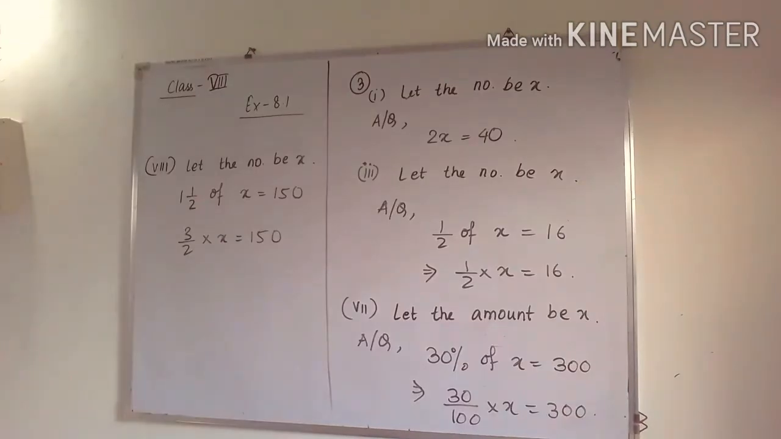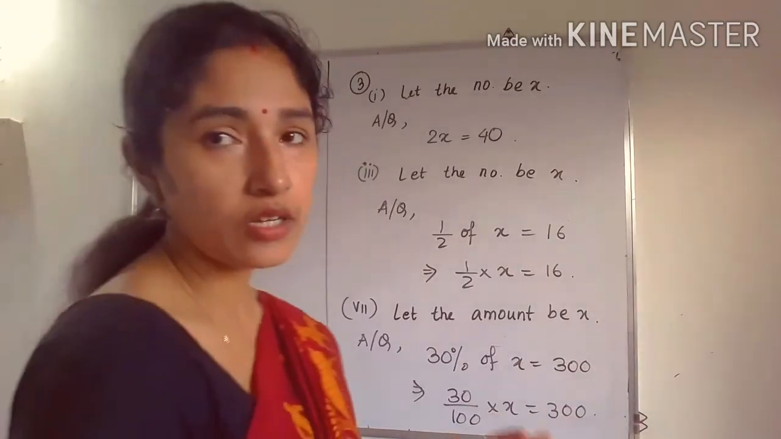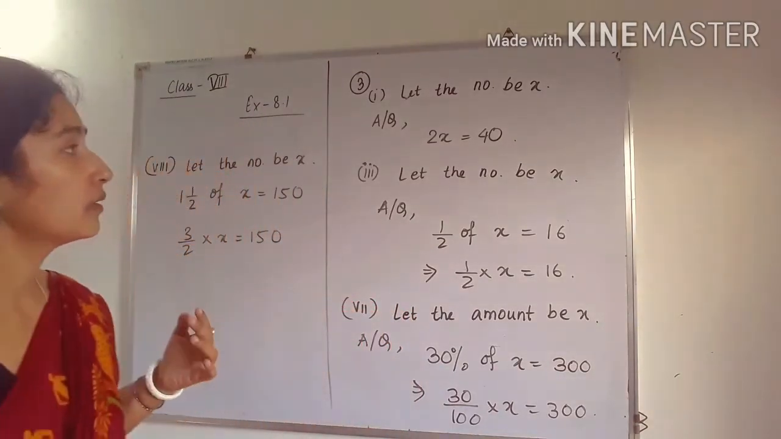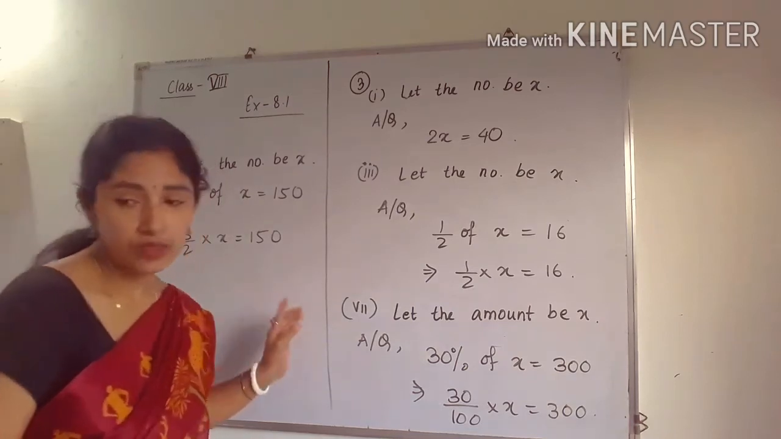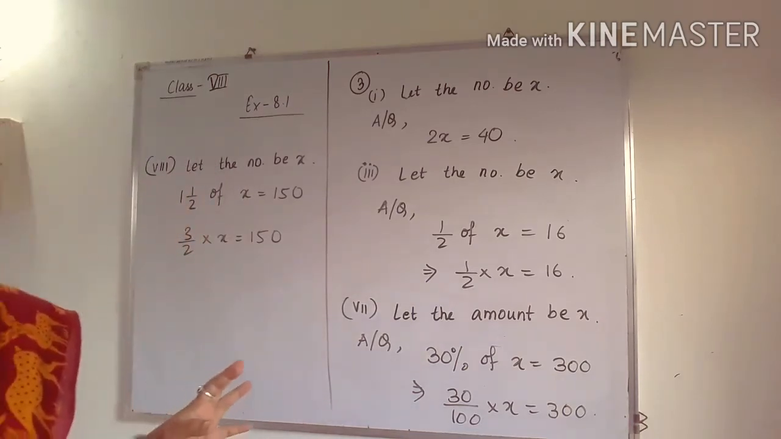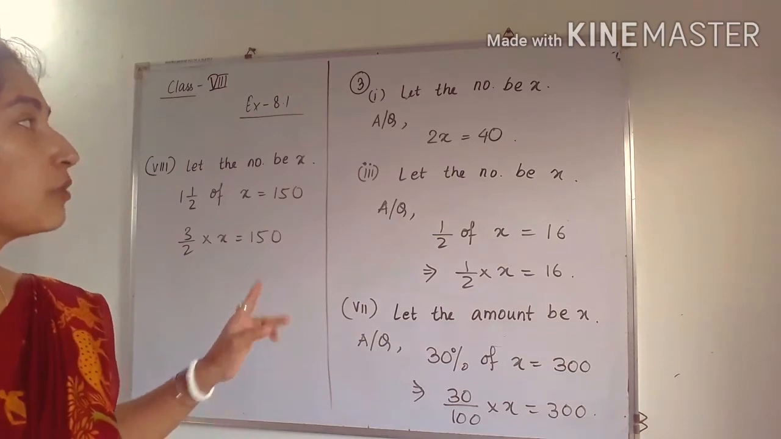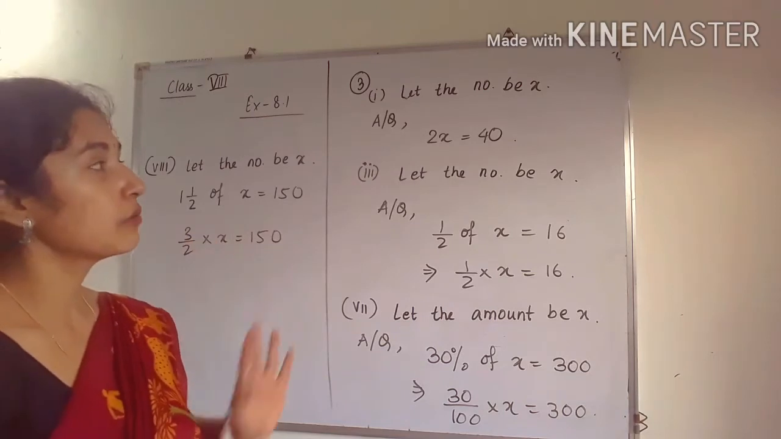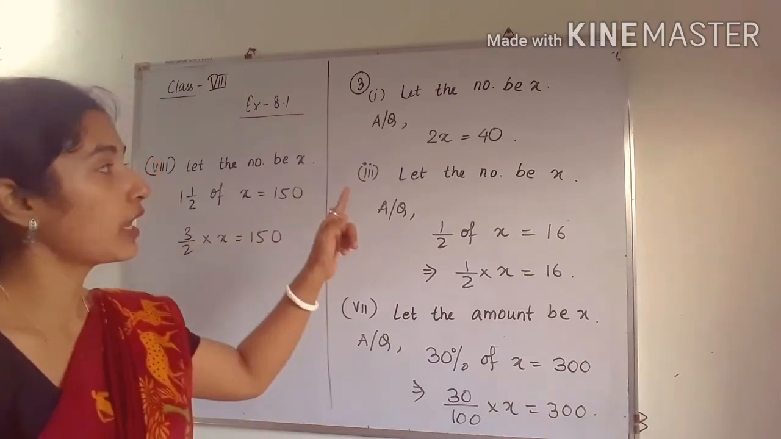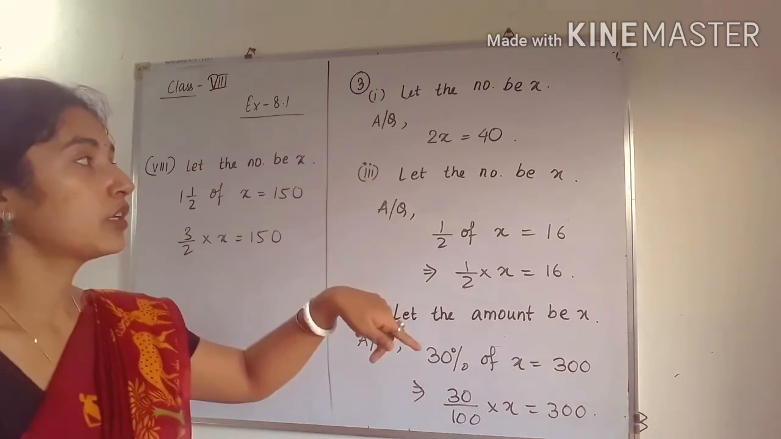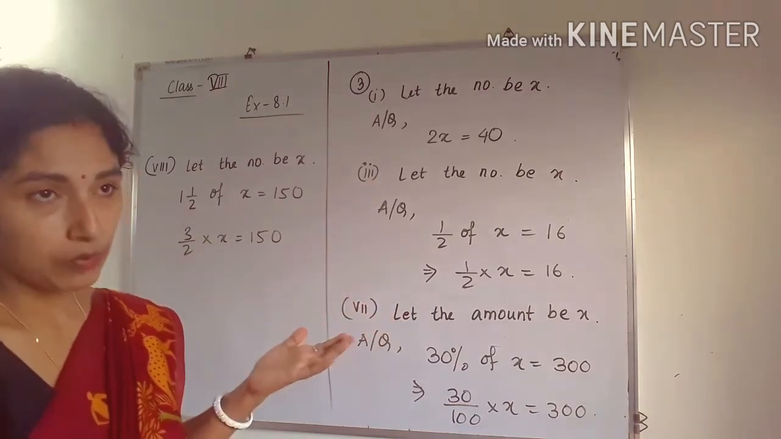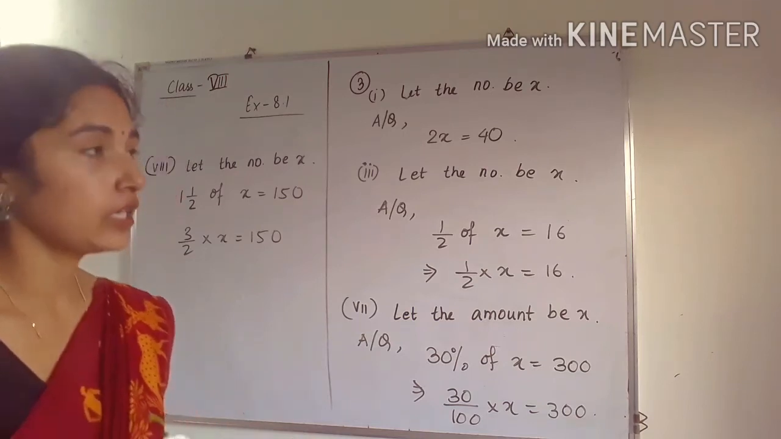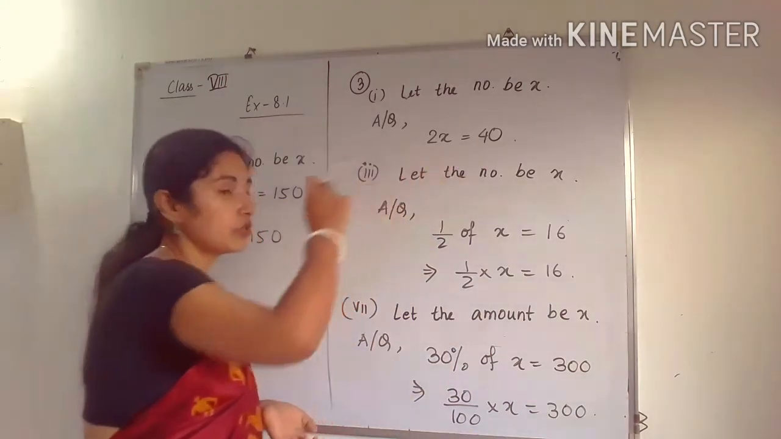So see the next question, question number 3. Here you have to write an equation and solve. In question number 1, it is given that twice a number is equal to 40. That means you have to take the number, so you write: let the number be x. According to the question, twice the number means 2 times that number, so 2 into x will be equal to 40. If we double that number, we will get 40. So what will be that number? Yes, 20. You can solve this equation, you will get the answer 20.